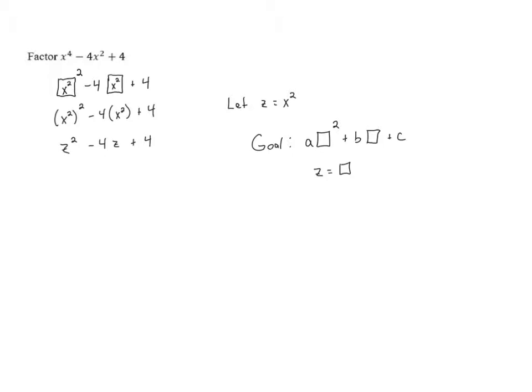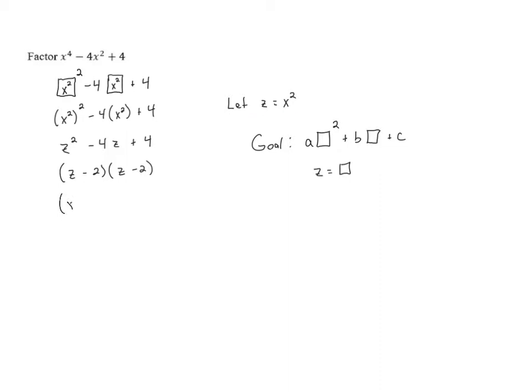Now that we've made that substitution, we can factor this. We're looking for two numbers that have a product of 4 and a sum of negative 4. And those numbers are negative 2 and negative 2. So this becomes z minus 2 times z minus 2. And now that we've got it in factored form, we can make our back substitution. Wherever there's a z, we can replace it with x squared.